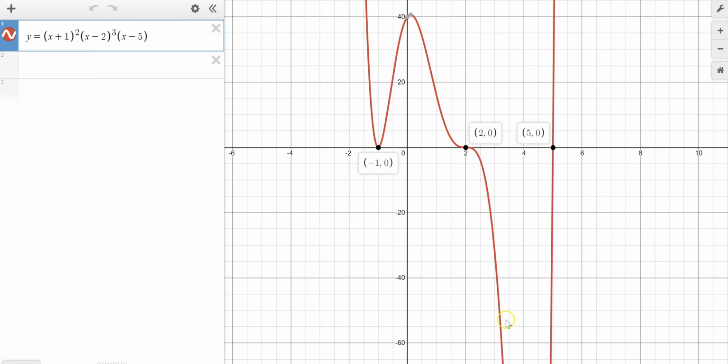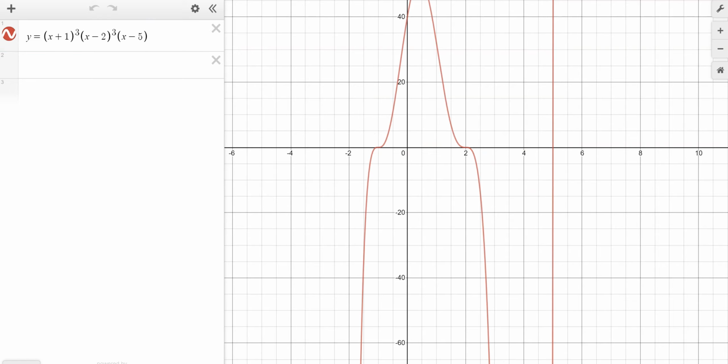So it just makes that shape, and then it comes back through. And the last one's a line. See, so it just goes straight through. So it makes the shape. If you look at each 0, it will make the shape of its multiplicity. So let's look at this one.